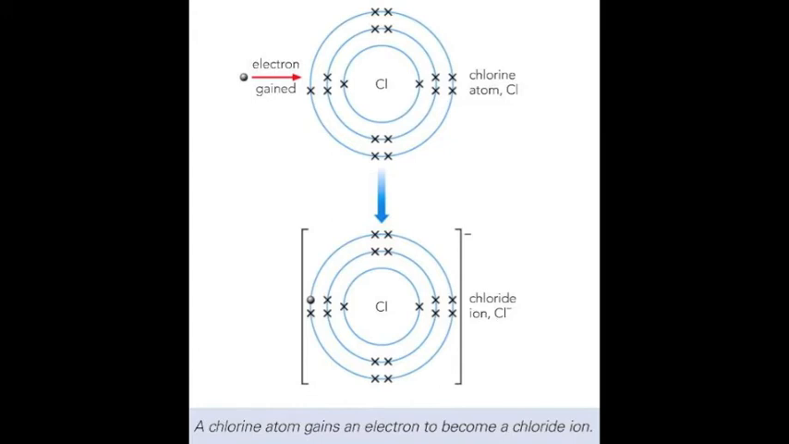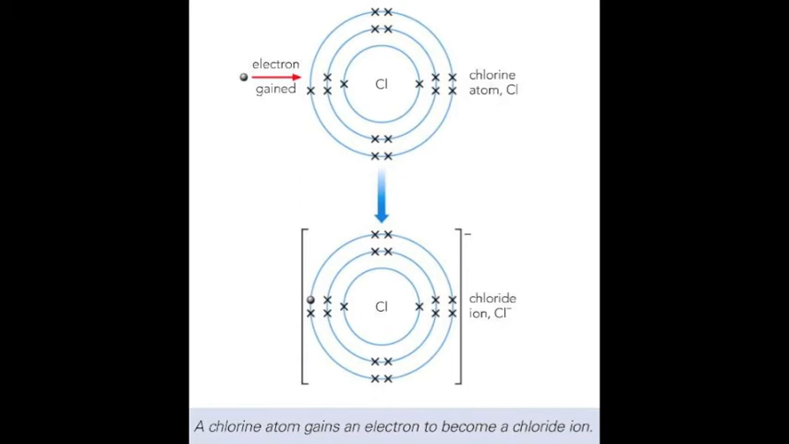Non-metal atoms gain electrons to form negatively charged ions called anions. For example, chlorine atoms become chlorine ions with a negative sign. The negative sign shows that a chlorine ion carries a single negative charge. Notice that the end of the name changes to "ide" when non-metal atoms form ions.